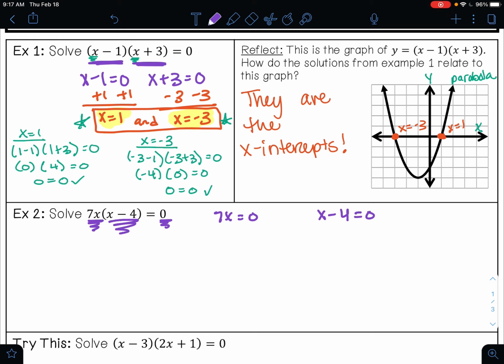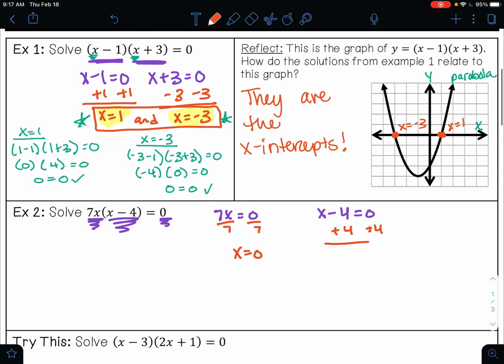And now I can just solve each of these equations. To undo multiplication, I'll do division and get x equals 0. And to undo subtraction, I'll do addition and get x equals 4. So my solutions are x equals 0 and x equals 4.